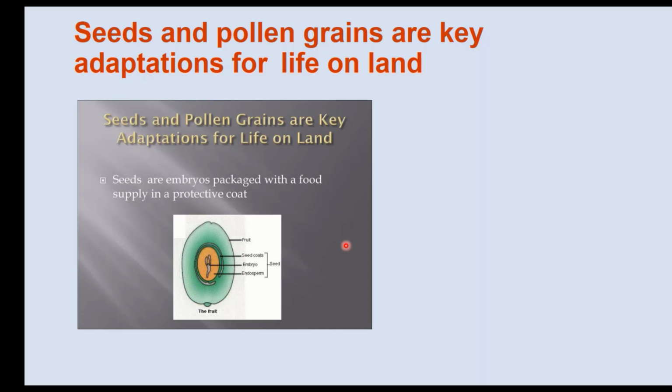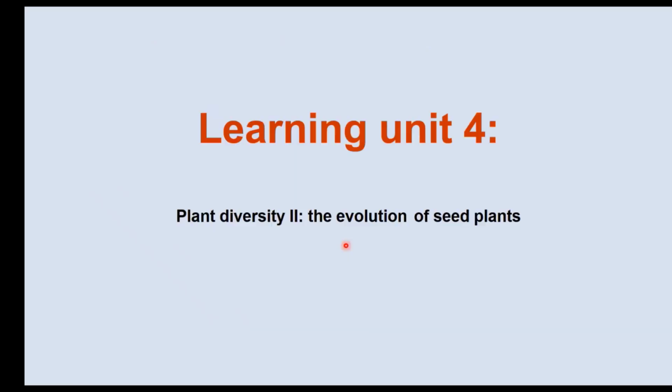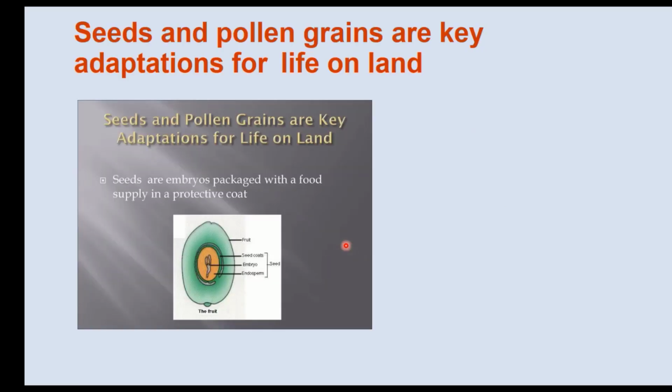Some of the things that you see here, you might not necessarily see on your study materials as they are. Seeds and pollen grains are key adaptations for life on land, as we are in tune to the evolution of seeds. Seeds are embryos packaged with a food supply in a protective coat. You see here the fruit, and then the seed coat, embryo and endosperm in the seed.